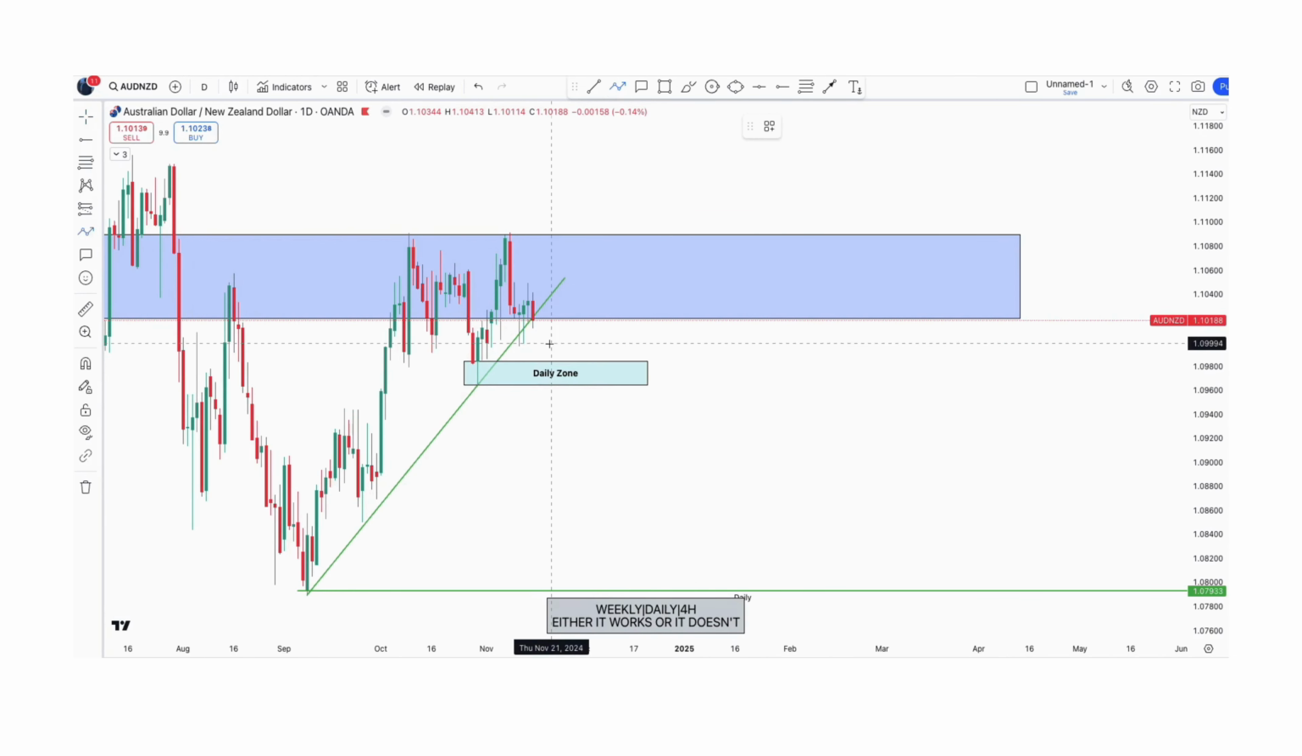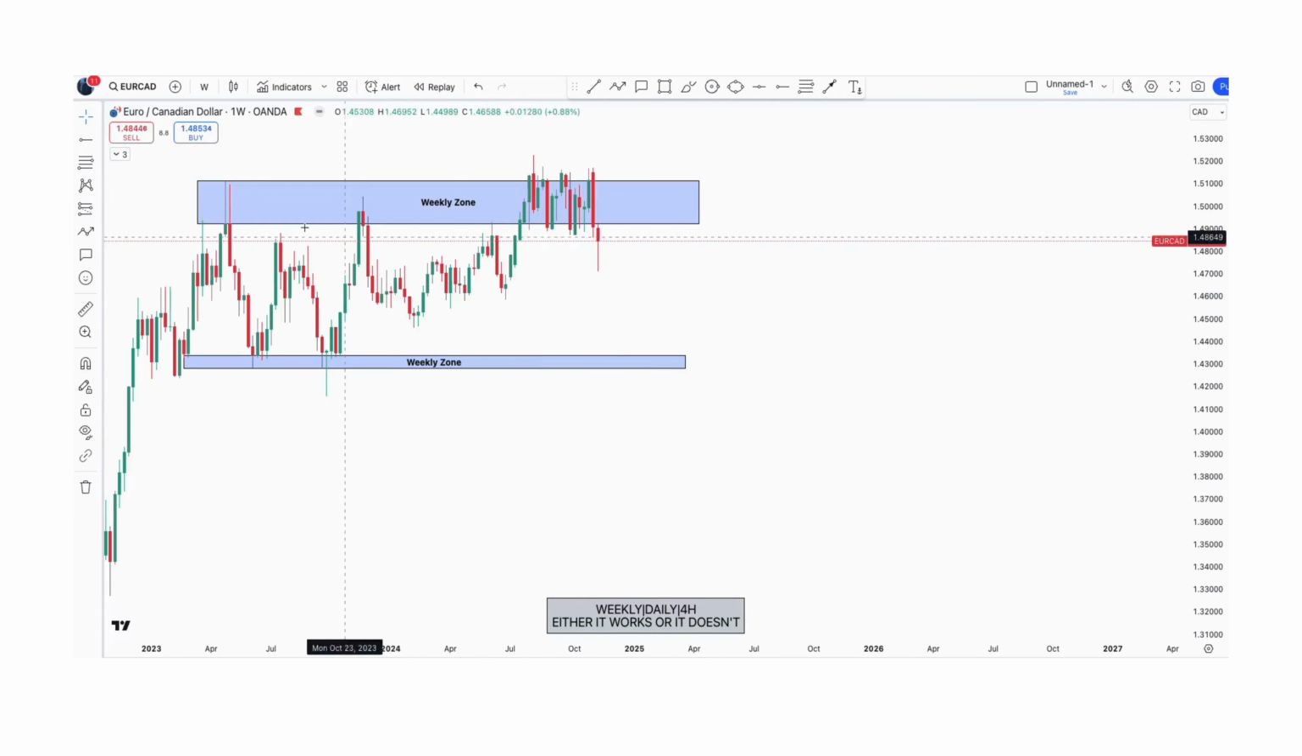So what I would like to see is a nice push down on a daily and then a 4-hour pullback, and then a nice entry to go back down to this daily low. And that's what I'm looking at for AUD NZD. Hopefully we can get a possible entry this week or maybe next week, but this is a really good pair to look at.